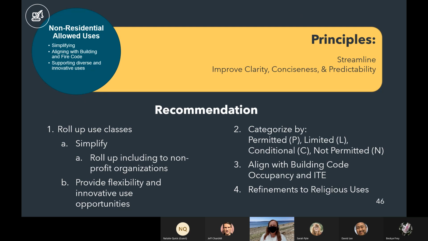In our allowed uses tables, we want to make sure that people can clearly understand where a type of use would be allowed. And so we are broadening the type of flags that we provide, which would include permitted, limited, conditional, and not permitted. We want to also align better with the building code and the fire code and our business licensing so that when a person comes into the city to pursue a business license or to provide a new business and a new structure in Redmond, they would be having a similar conversation among the different departments that will help them along the way.